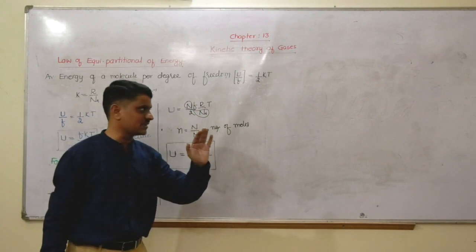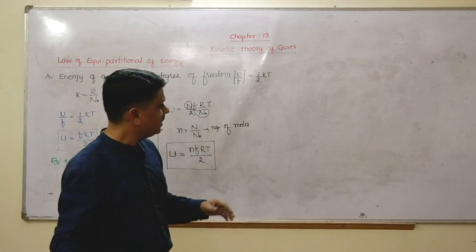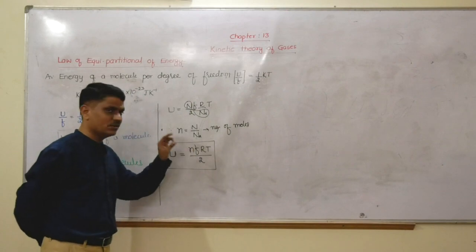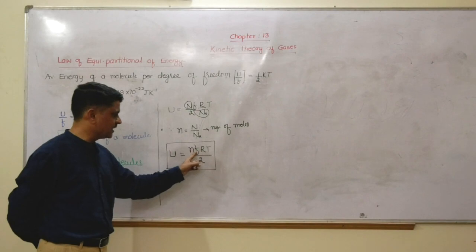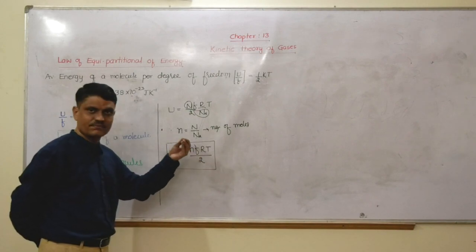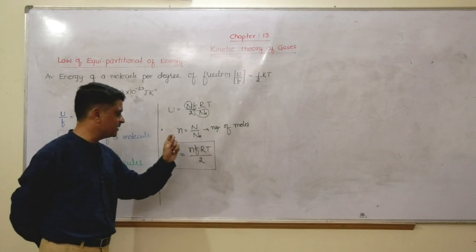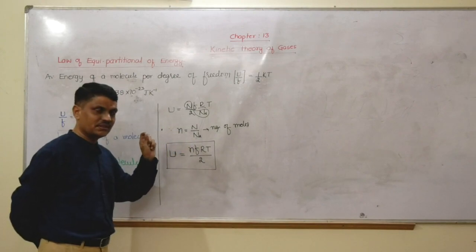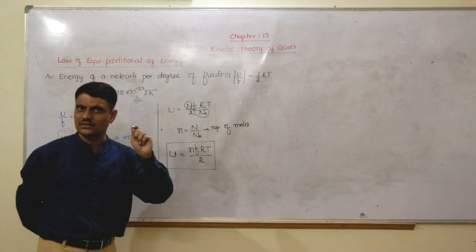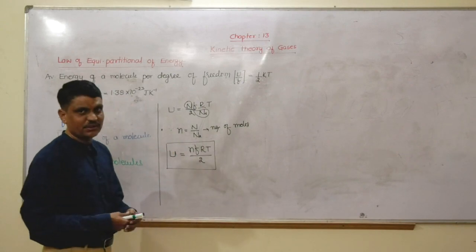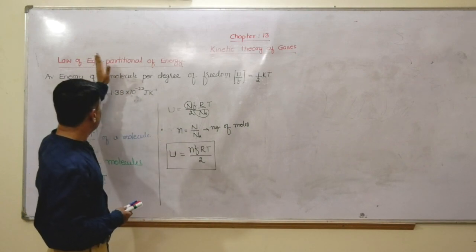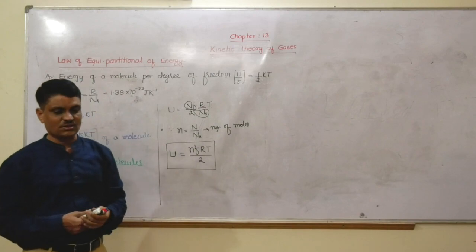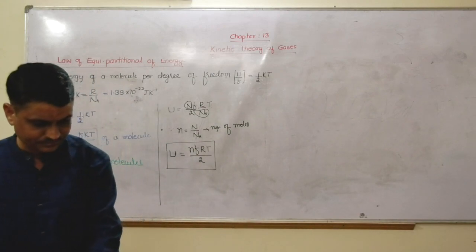Okay, now you can write for monoatomic, here F is 3, diatomic 5, triatomic 6. You can substitute and get the energy of n moles of different gases. Okay, you can make a table and complete yourself. Okay, so this is law of equipartition of energy.